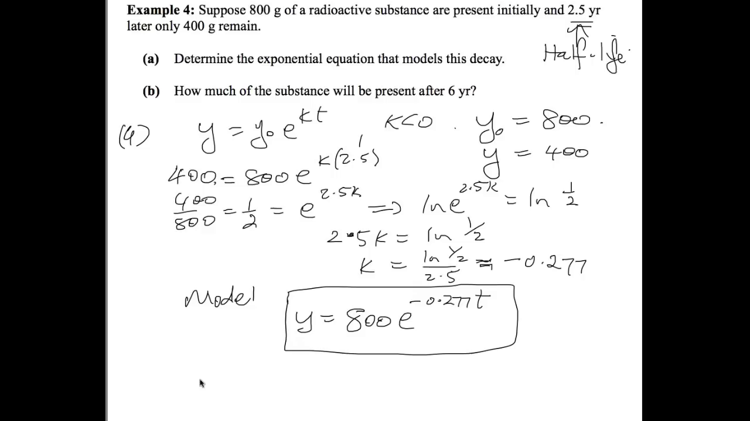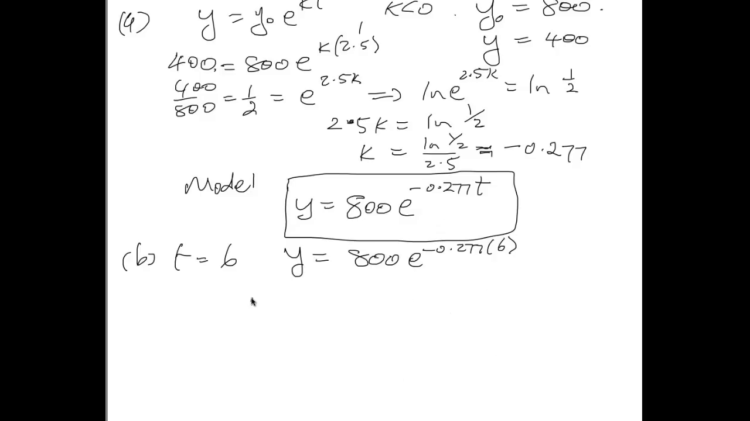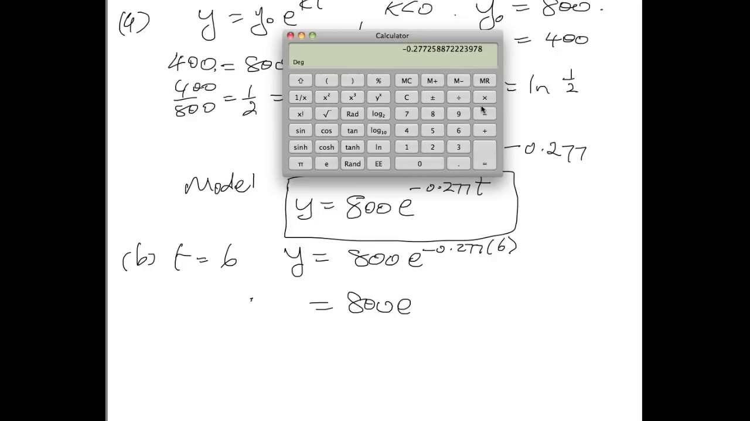Okay. Now part B, how much of the substance will be present after 6 years? So when t is equal to 6, all right, let's have a look and see what we're going to do with this. We need y. So it's going to be 800 e to the negative 0.277 by 6. So we substitute for t. So this is going to be 800 e to the, now we get a calculator. All right, we're multiplying this by 6. And so we end up with negative 1.664.